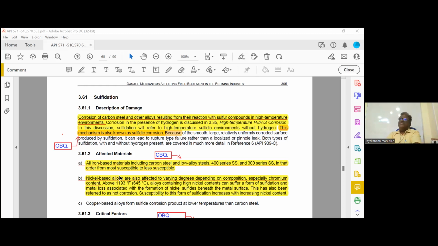Then how to prevent it? I told you we have to increase the chromium content. So these are the key things. So please take: corrosion of carbon steel and other alloys by reaction with sulfur compounds at high temperature. The third line is important. This mechanism is also known as sulfidic corrosion. That is important. Close, open to question.